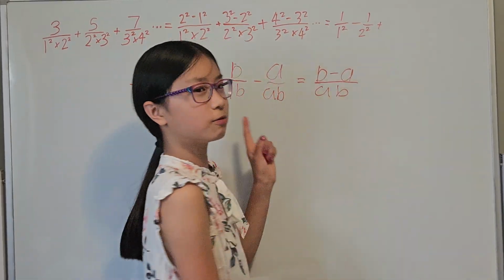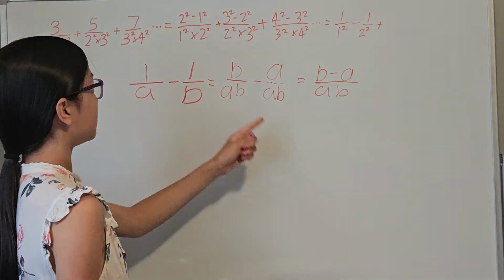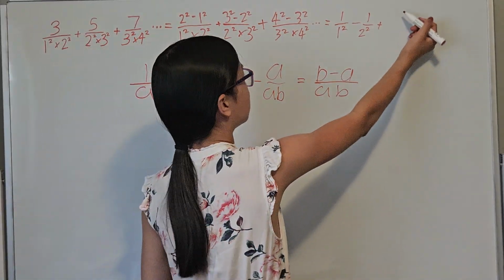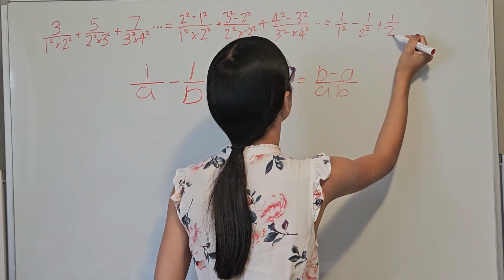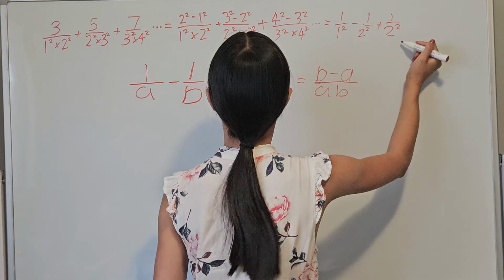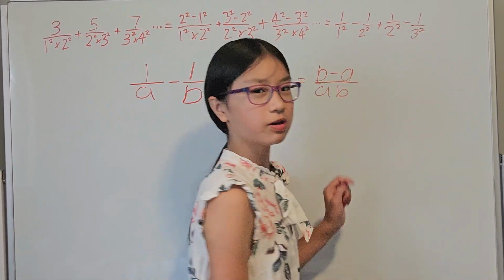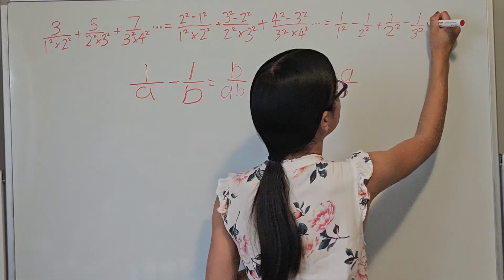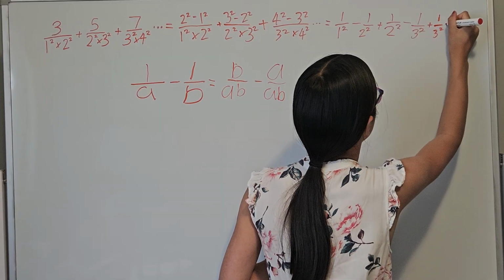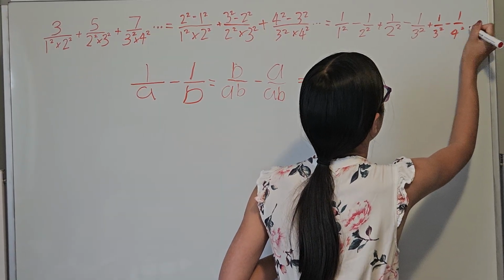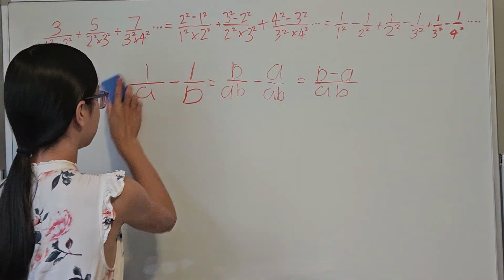We do the same thing for all the other ones. So let's pretend that 3 squared equals B, 2 squared equals A. So then it's 1 over 2 squared minus 1 over 3 squared. And then we continue it all the way down. So then it's going to be add 1 over 3 squared minus 1 over 4 squared, and it continues on and on and on.